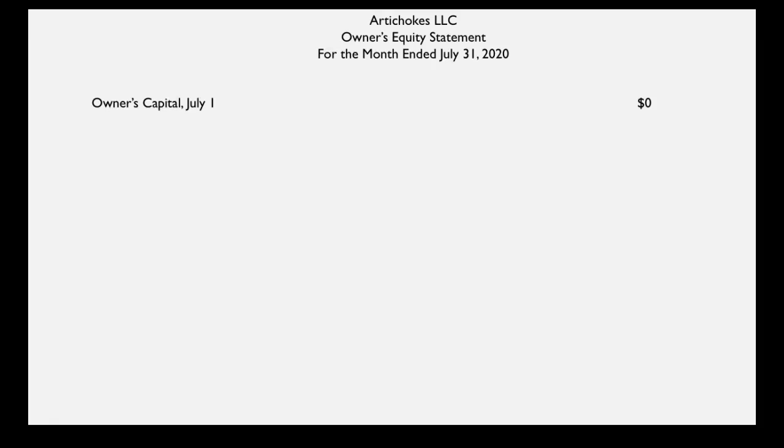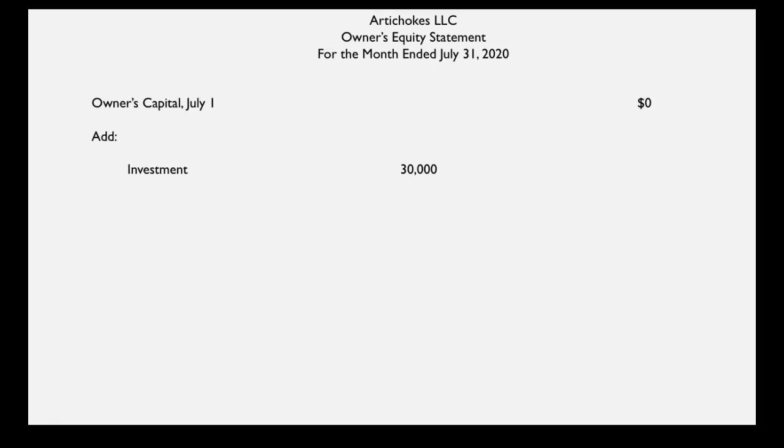Later on July 1st, there was that investment. But when we woke up that morning on July 1st, that investment had not been made. And so a new company's beginning owner's capital will always be 0. Now, after we list out the beginning capital, we list out the pieces that are added to the capital amount. Stuff like that $30,000 investment, right? So this is where that investment comes into play.